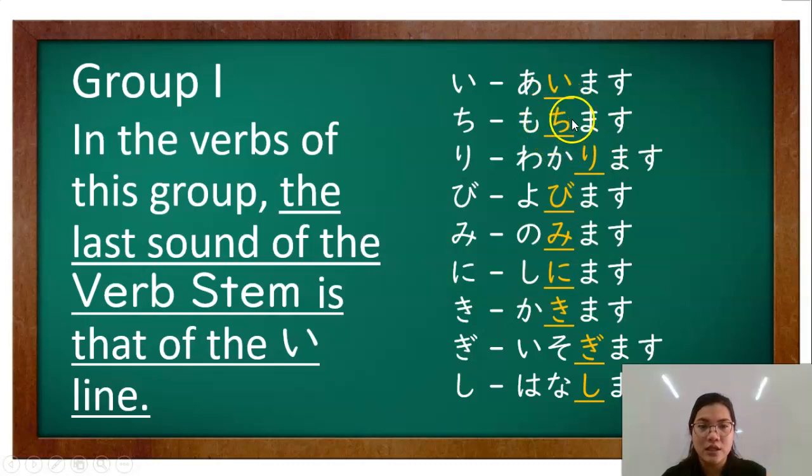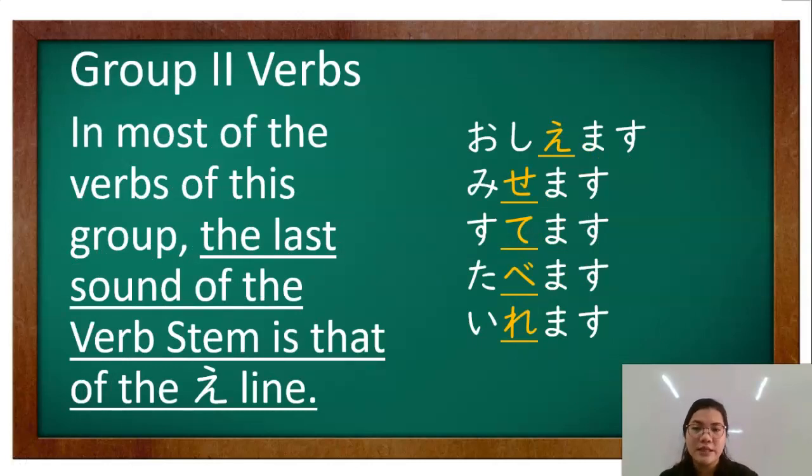Mochimasu, mochi. Since it is chi, then ri, wakarimasu. Next, bi, yobimasu. Next, mi, nomimasu. Then, shinimasu. Kakimasu. Isogimasu. And hanashimasu. Okay? So all of the verb stems that end with this line belong to group 1.